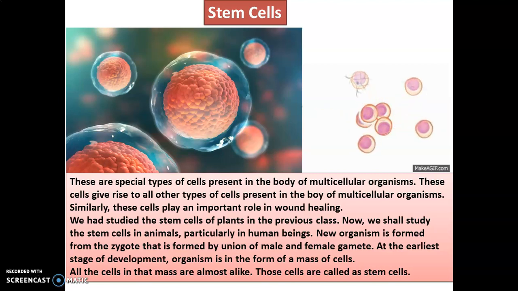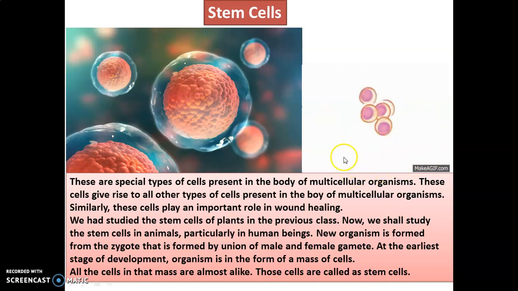A new organism is formed from the zygote, that is formed by the union of male and female gametes. This diagram shows you the formation of the zygote, which is a result of sexual reproduction where the fusion of gametes takes place. At the earliest stage of development, the organism is in the form of a mass of cells. Here you can see just a mass of cells. It is not differentiated. At this time, the cells of the mass are all alike or the same. So these are called stem cells.